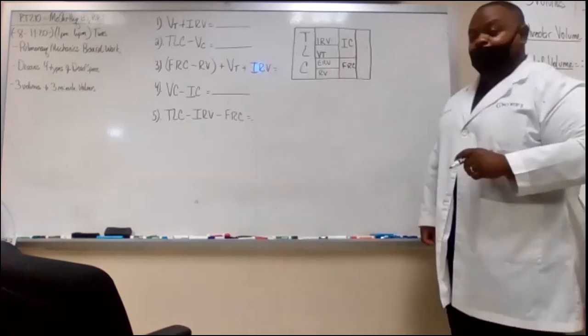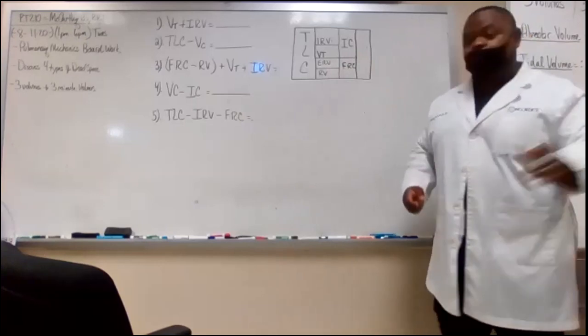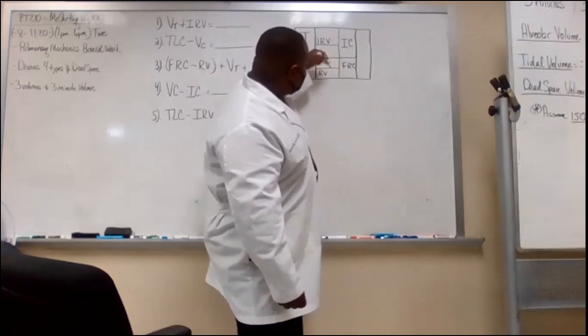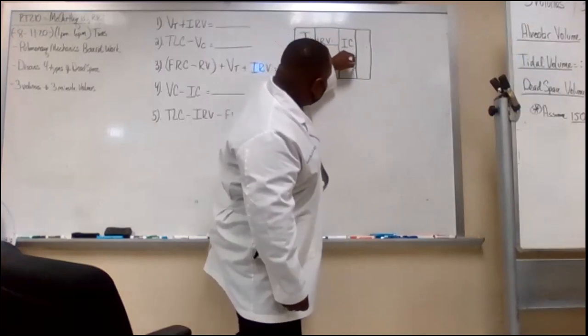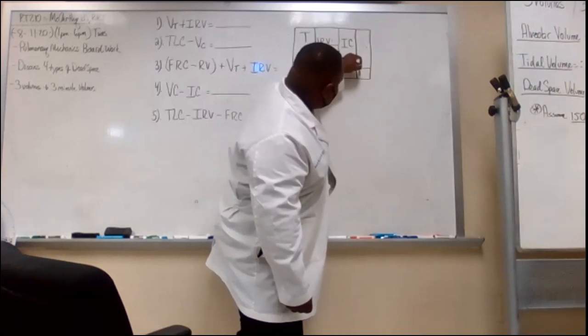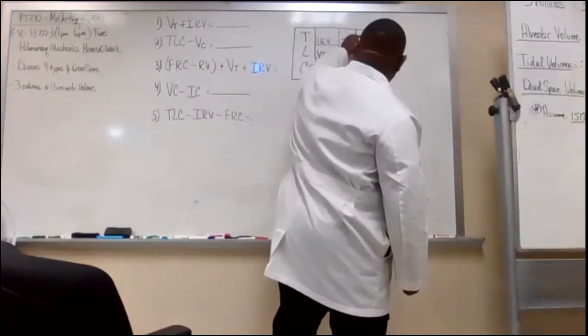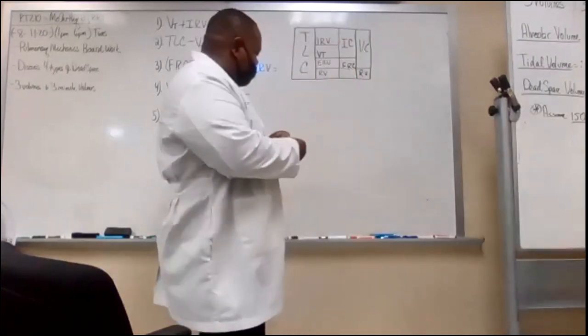All right. Now, the only thing left I have is vital capacity. That's everything you can do. Sometimes you'll have to remember that you still have this RV here. So a lot of times you'll do a little dot like that because this is still RV over here, right? So this is vital capacity. Everything you can do is vital capacity.